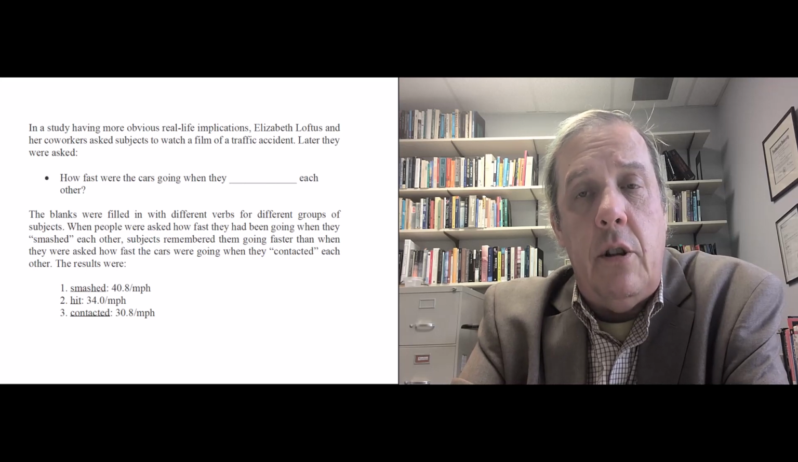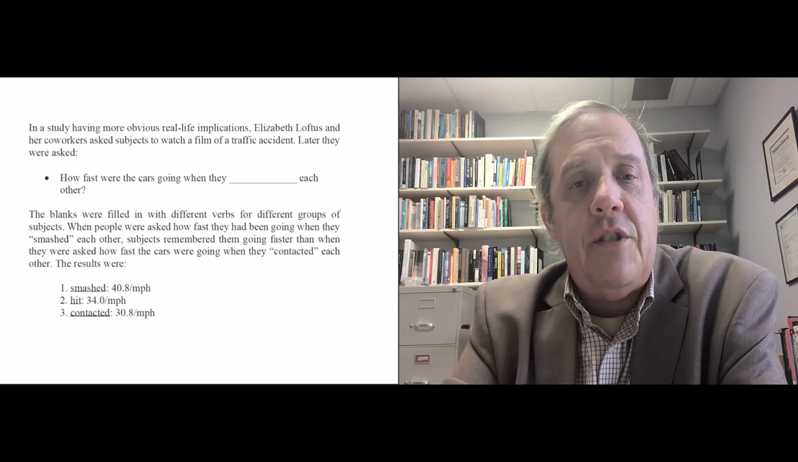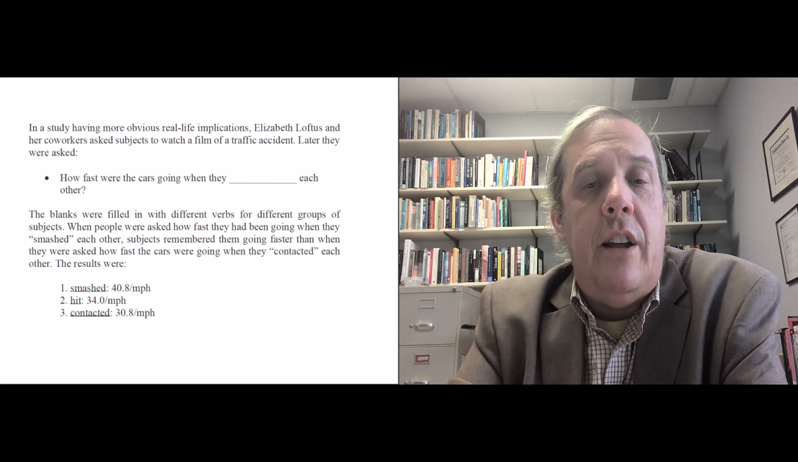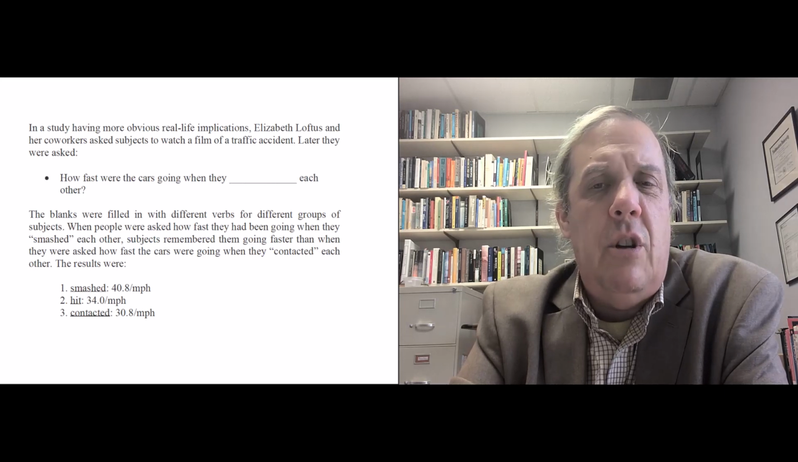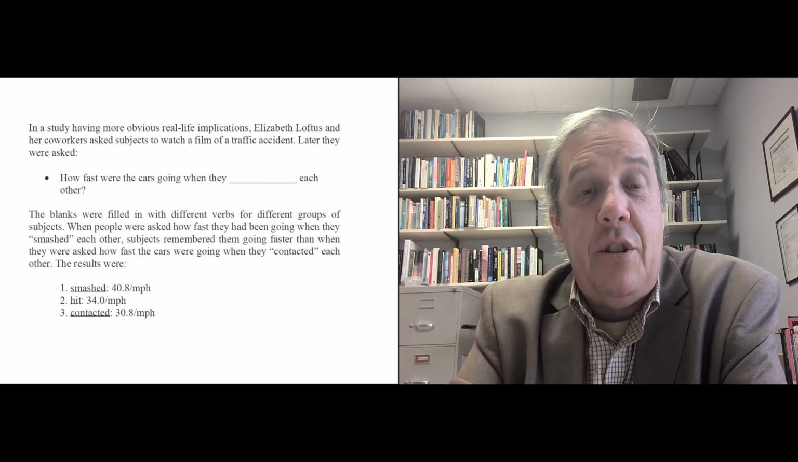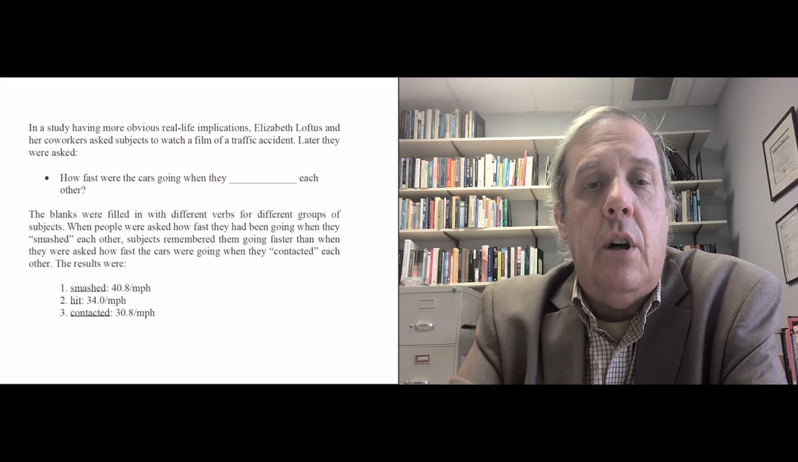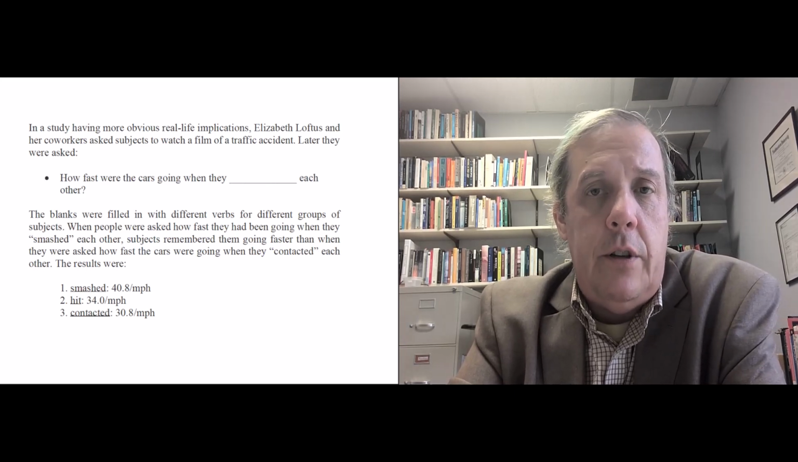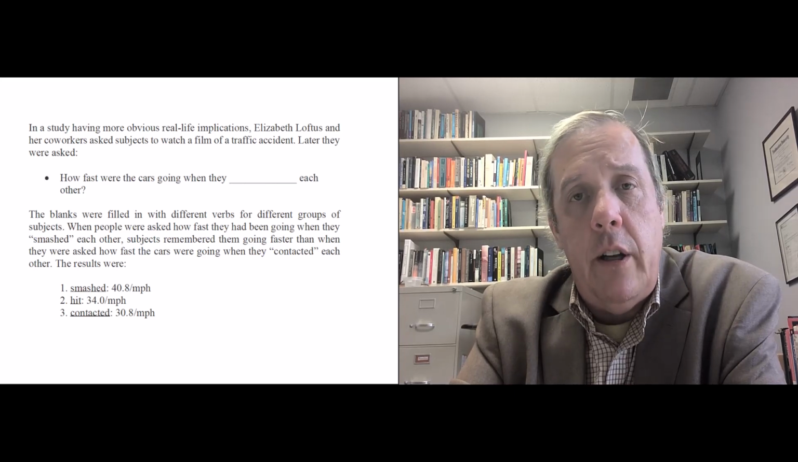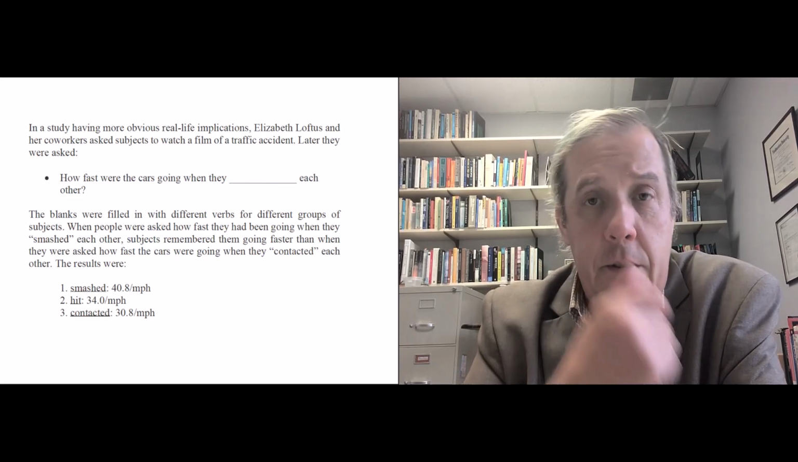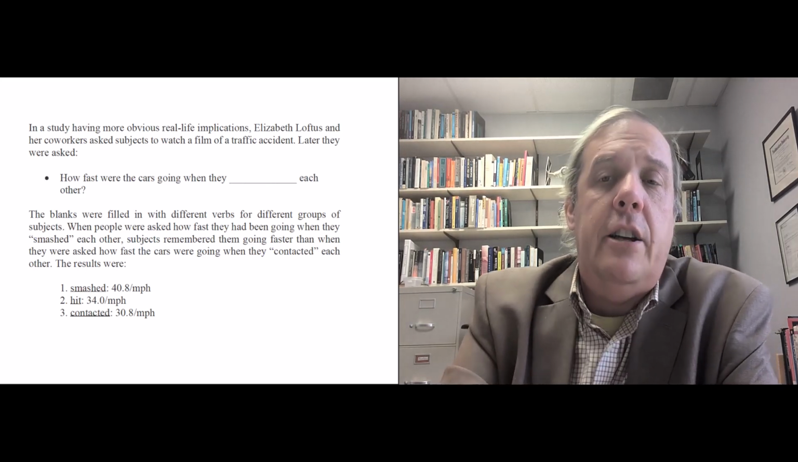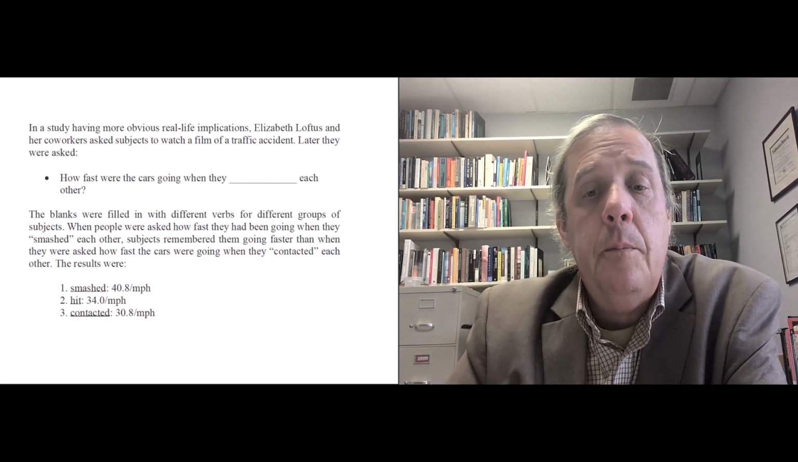So you ask a question. You imagine you're a police investigator arriving at the scene of a car crash. You say, how fast were the cars going when they blanked each other? If you say contacted for that blank, they weren't going that fast. If you say smashed, they were going faster. So again, the way the question is worded affects the way people answer it. And I've got to say, I spend a lot of time worrying about this when writing test questions as well, right? Fine details of wording can be extremely important.